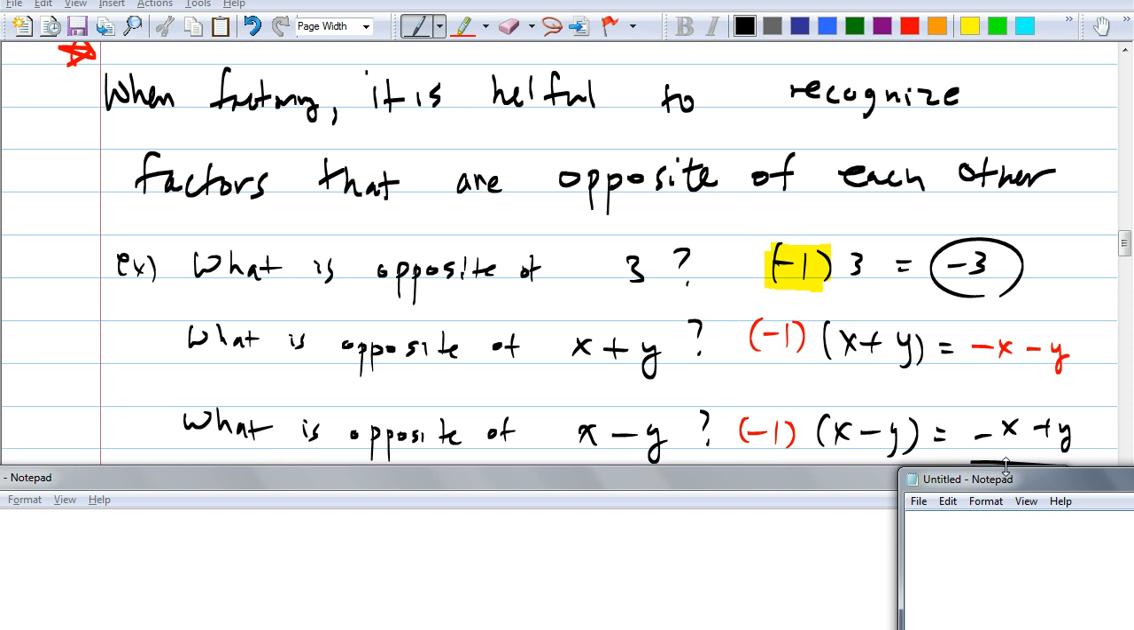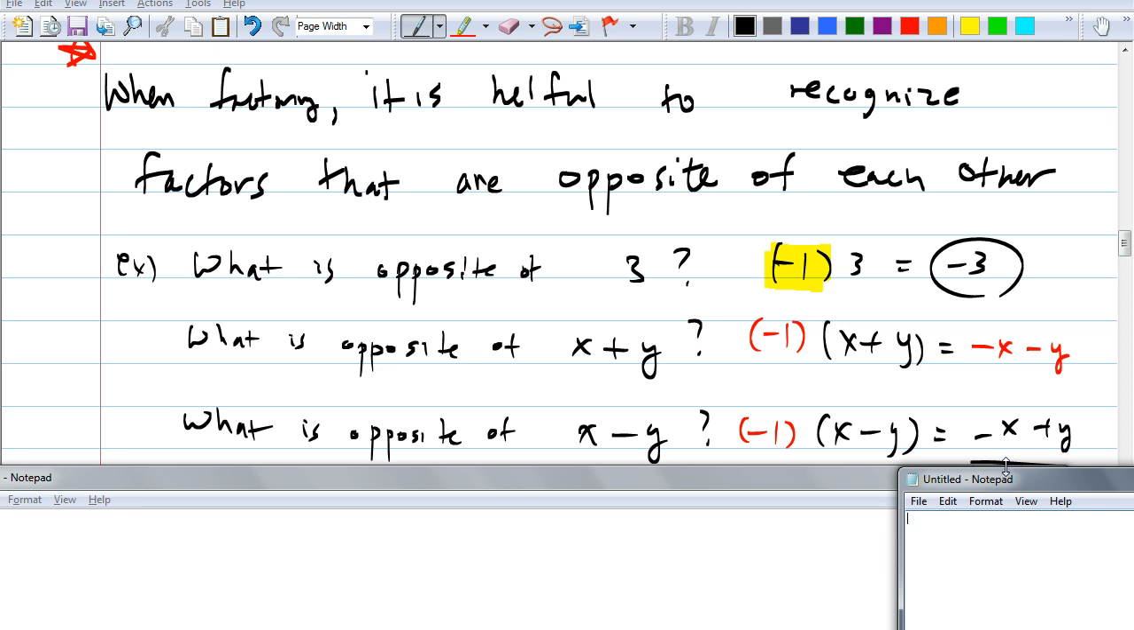Yes, sir. What do you mean? Oh, x plus y is not opposite of, wait, no. Yeah, be careful, right? You gotta multiply that -1 to both of these terms because there are two terms, right? If you just write x plus y, then you would only be multiplying -1 to the y. Alright, so you see? And look what it says up there. When factoring, it's helpful to recognize factors that are opposite of each other.